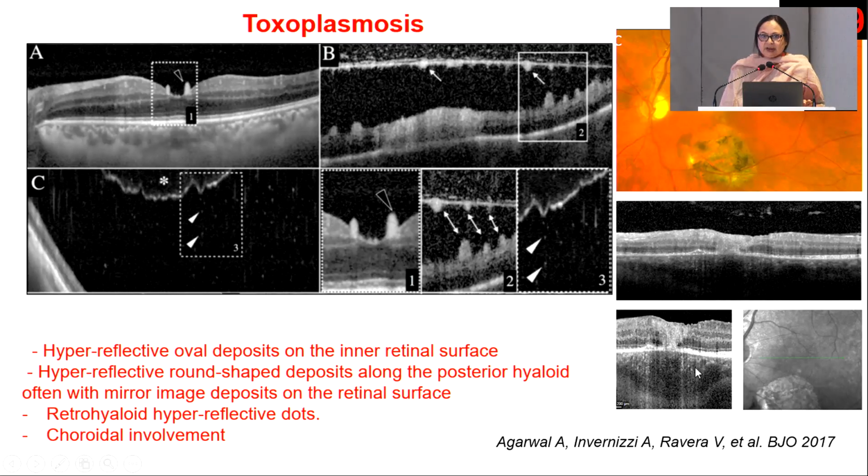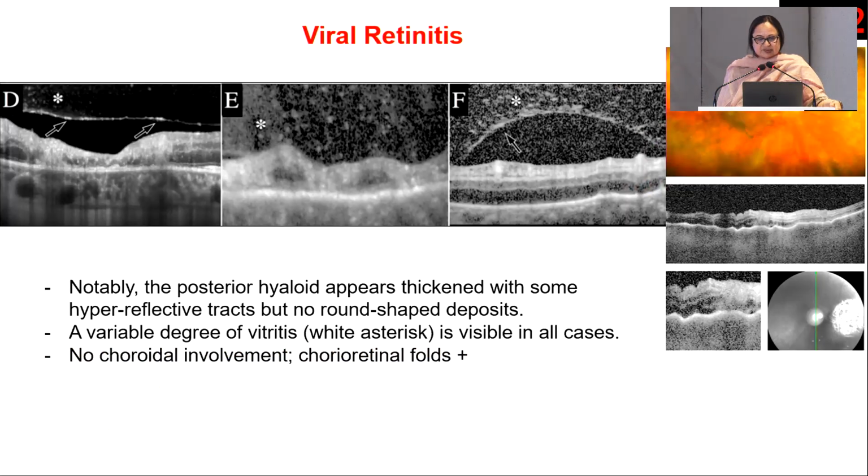Is the choroid involved underlying? For example, this is a patient which has the retinal involvement, but there is underlying involvement of the choroid, which is a very strong biomarker that what you are dealing with is toxo retinochoroiditis.